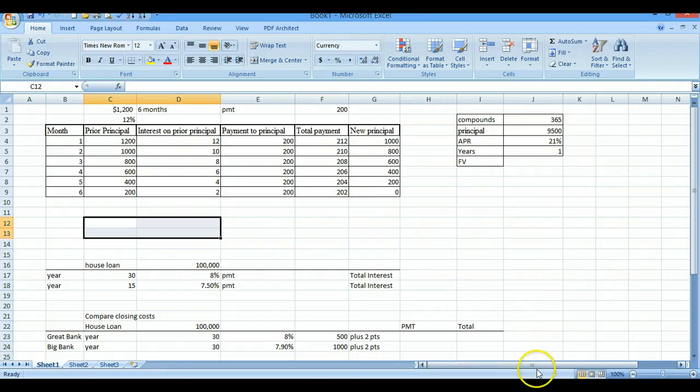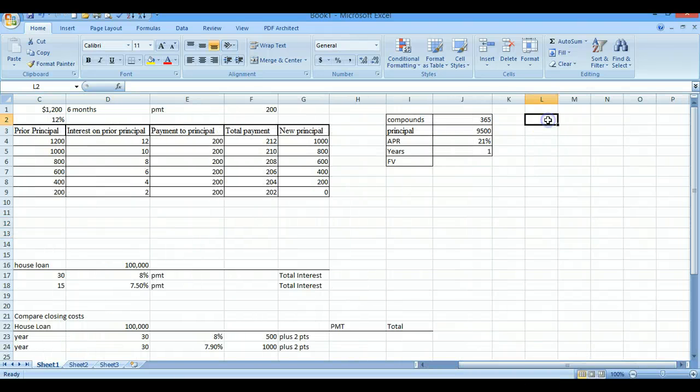Let's come over. We started out with $7,500. We have an APR of 9%. We're only going to go out 3 months, and we know that we'll write 3 months just for us. So I'm going to write, I need the month here.